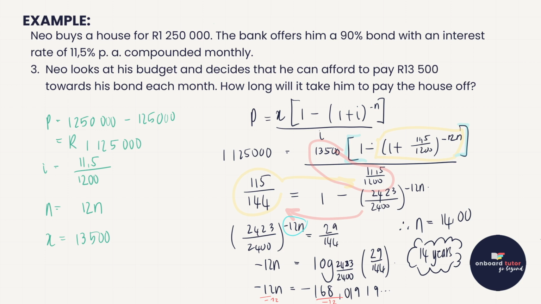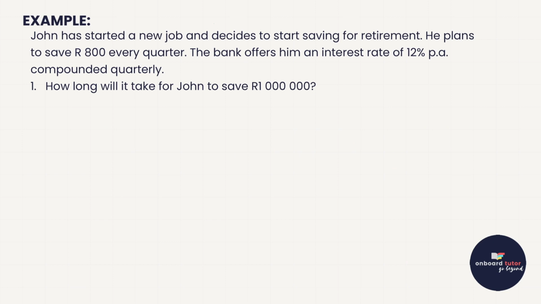And this is the thing about bonds, is that the more money we can push into them, the more money we will save, or the less interest we will have to pay at the end of the day. Here's another example. John has started a new job and decides to start saving for retirement. He plans to save 800 Rand every quarter. The bank offers him an interest rate of 12% per annum compounded quarterly. How long will it take him to save 1 million Rand?